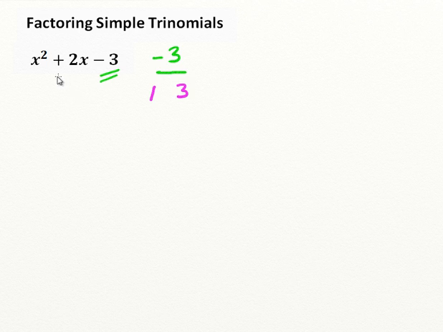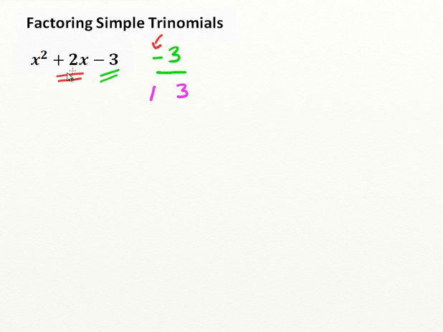Okay, so the second step is this. I need to look at this middle term here. And I notice that it is positive 2. So now we shift our focus to the sign here. And this sign is negative. And that means that one of these values is positive and one is negative, because when I multiply the 1 and the 3 together, I have to get negative 3 as the answer. Now, I just don't know which one is positive and which one's negative.